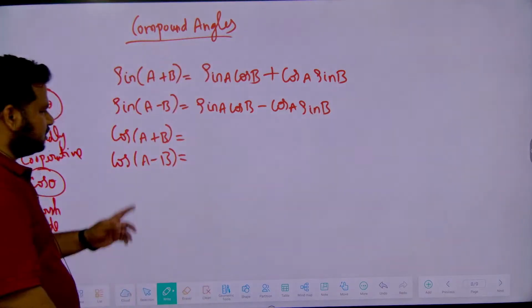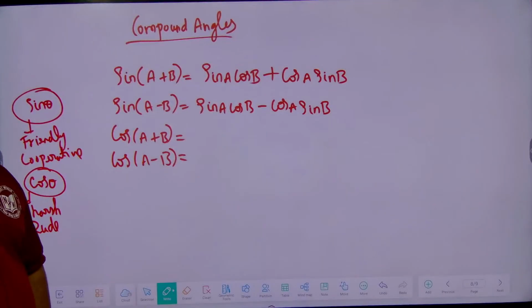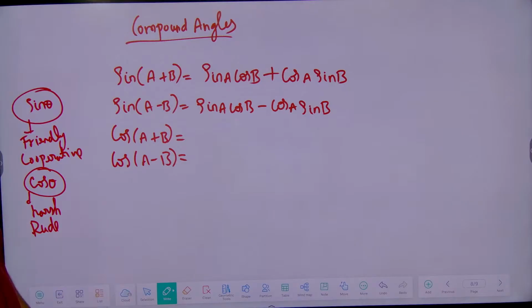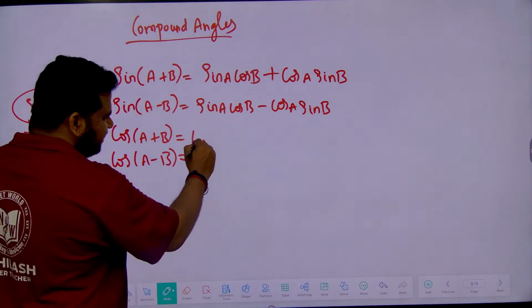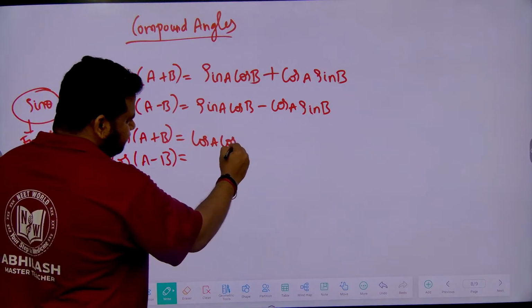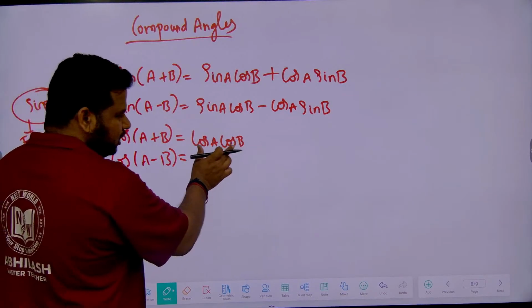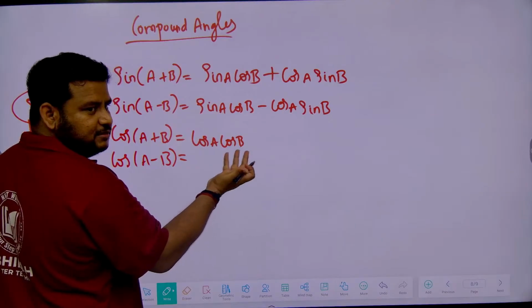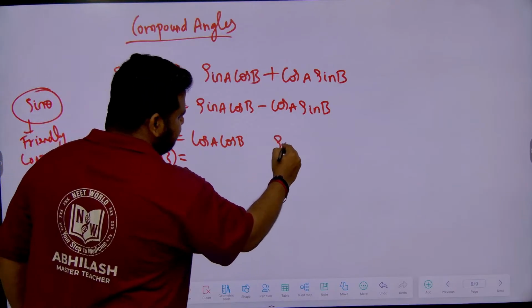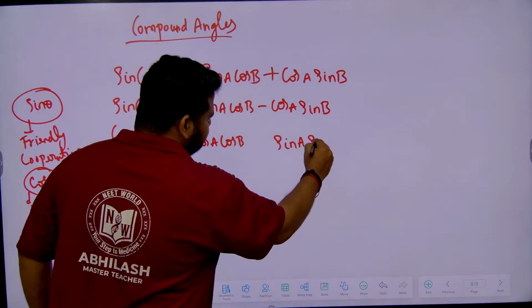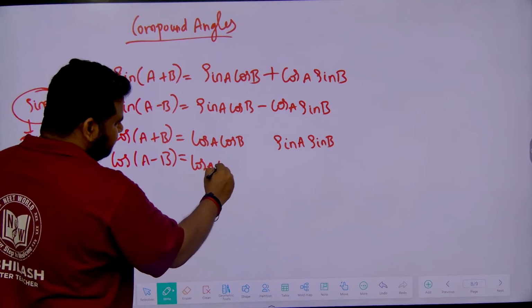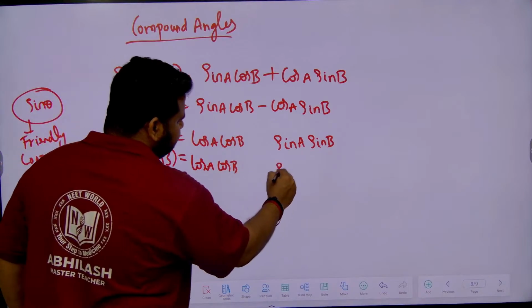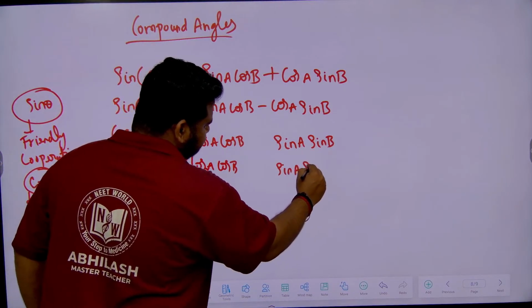Now look at this, cos of A plus B. Cos of A plus B is what? It will combine only with cos. I told you. First, what should I write? Cos A cos B. Then sin will combine with sin only. Cos will combine with cos, which means sin is left out with nobody. It will combine with sin only. Sin A sin B.